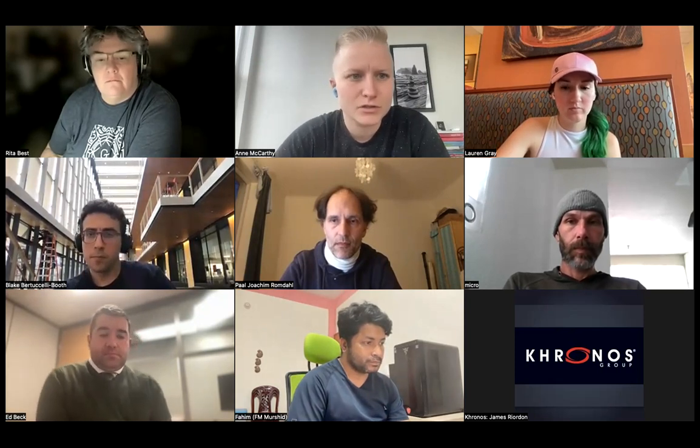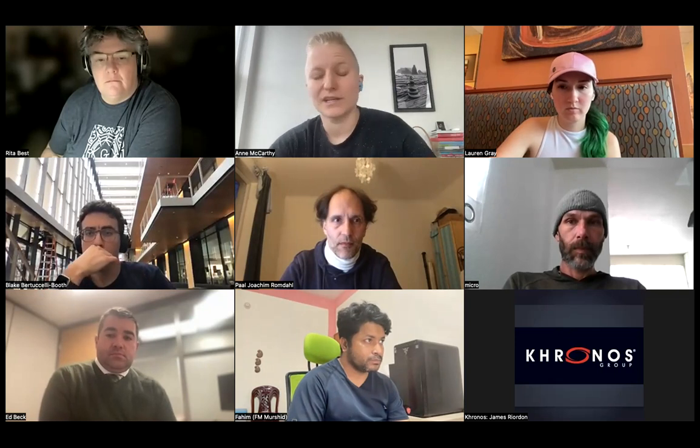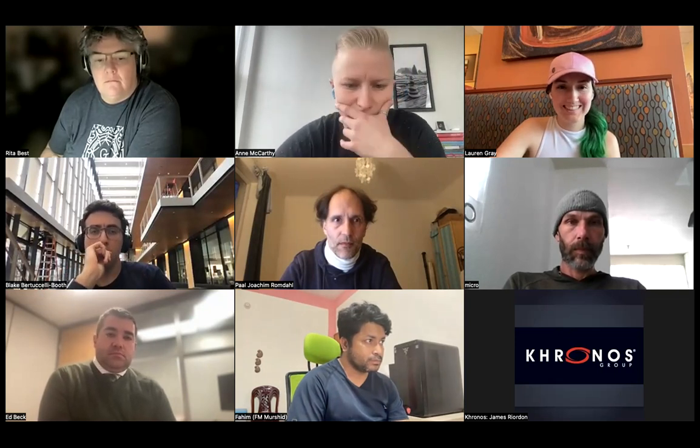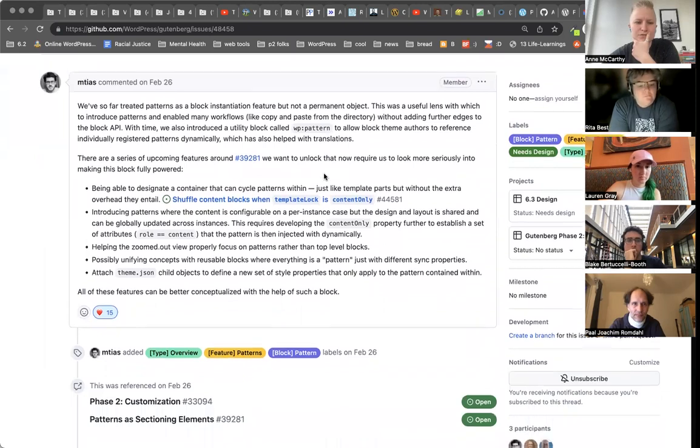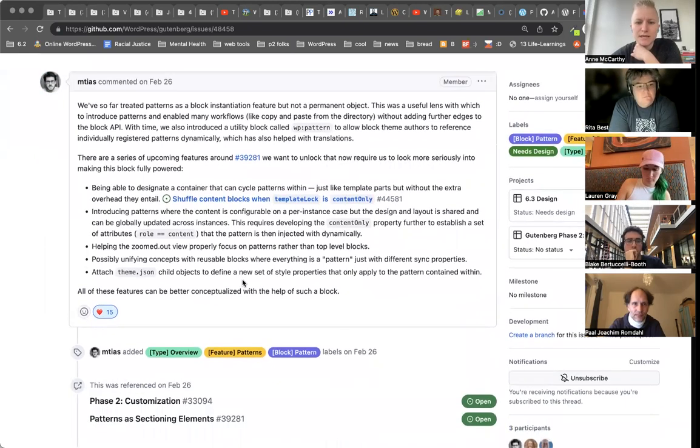I also want to note real quick, this is getting into more nerdy experimental stuff, and I think I linked to this last week, but there is a very interesting issue that touches on some of this. It's a good example: introducing patterns where the content is configurable on a per instance basis, meaning you could edit an individual pattern, but the design and layout is shared and can be globally updated across instances. One of the things also being worked on right now is thinking about these sorts of mechanisms on a larger scale. And I do think patterns will play a huge role in this.